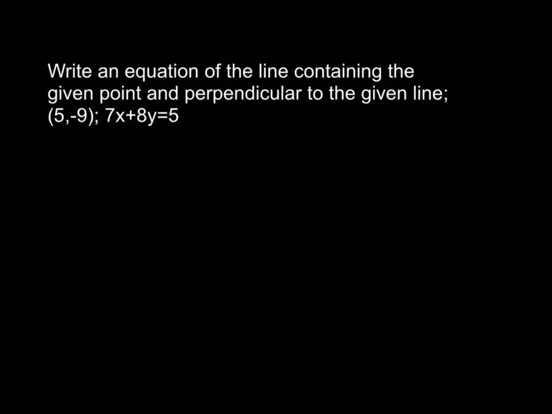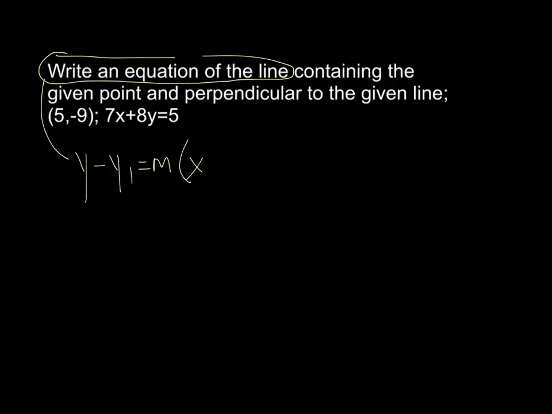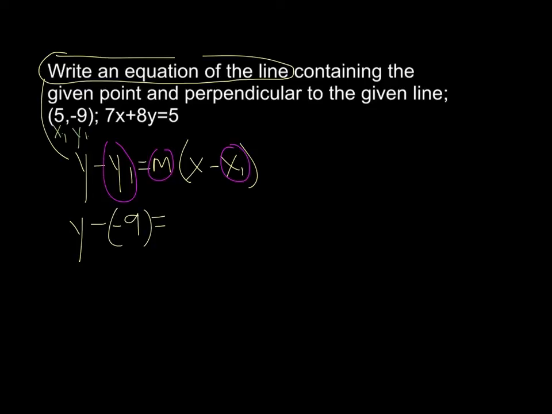Our last example, write an equation of the line containing the given point and perpendicular to the given line. So again, write an equation of the line. We are given a y1 and an x1. We're told that it goes through 5 and negative 9, so that's going to be our y1 and our x1. So we go ahead and put that in, y minus y1, which is negative 9, subtracting y1. We're not told what m is, and we'll talk about that in a second, but I'll just leave the m part empty. X minus x1, which was 5.